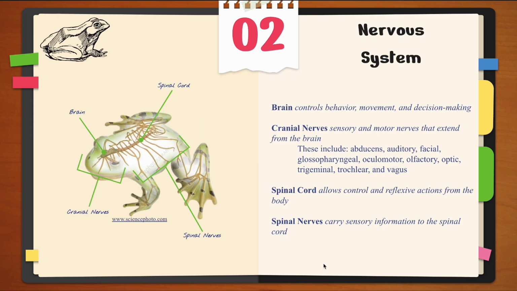The nervous system of the frog consists of the same 4 parts: a brain, cranial nerves, a spinal cord, and spinal nerves. The main difference, however, is the presence of only 10 pairs of cranial nerves, as a frog has less sensory reception than a rat.